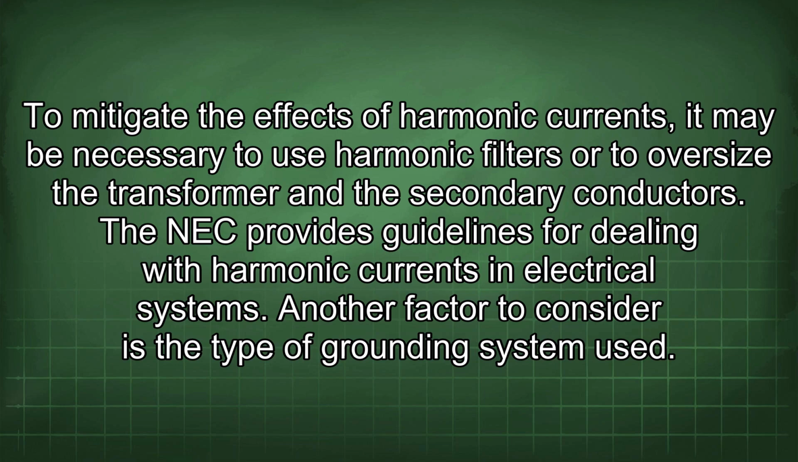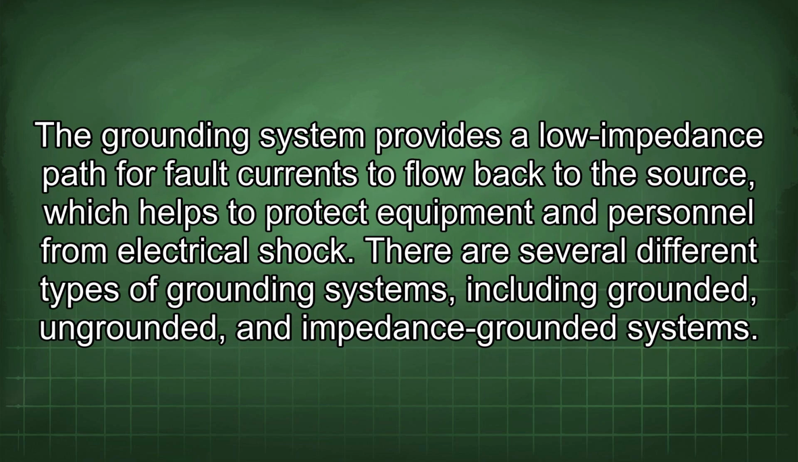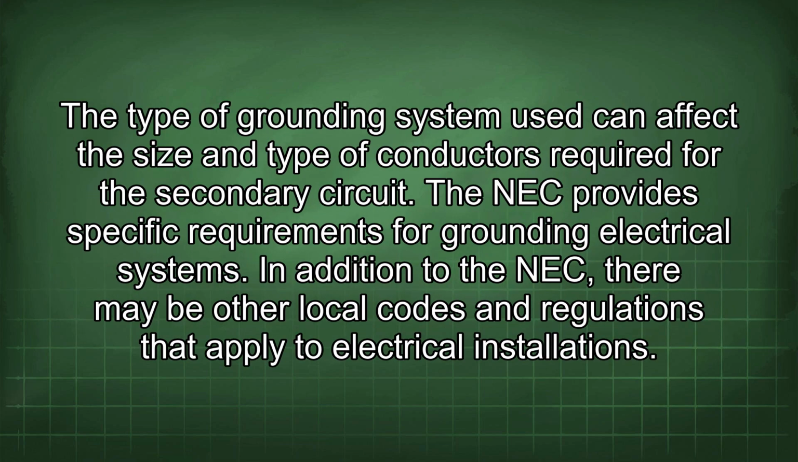Another factor to consider is the type of grounding system used. The grounding system provides a low impedance path for fault currents to flow back to the source, which helps to protect equipment and personnel from electrical shock. There are several different types of grounding systems, including grounded, ungrounded, and impedance-grounded systems. The type of grounding system used can affect the size and type of conductors required for the secondary circuit. The NEC provides specific requirements for grounding electrical systems.